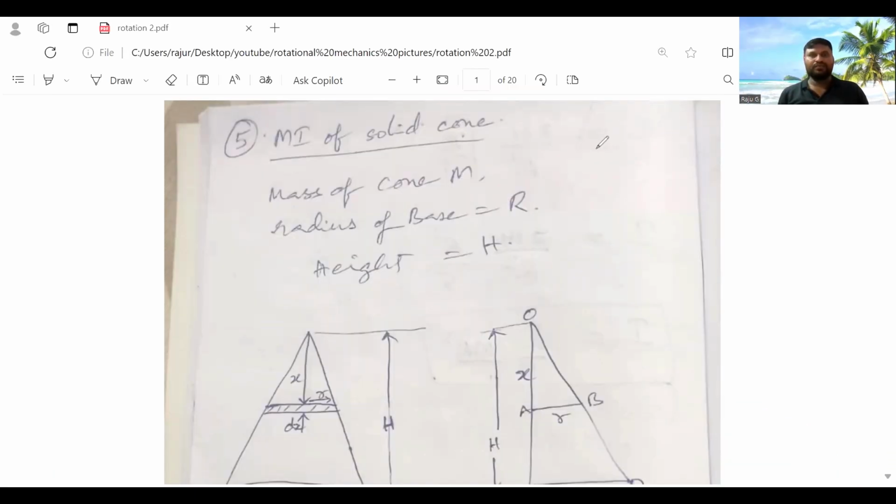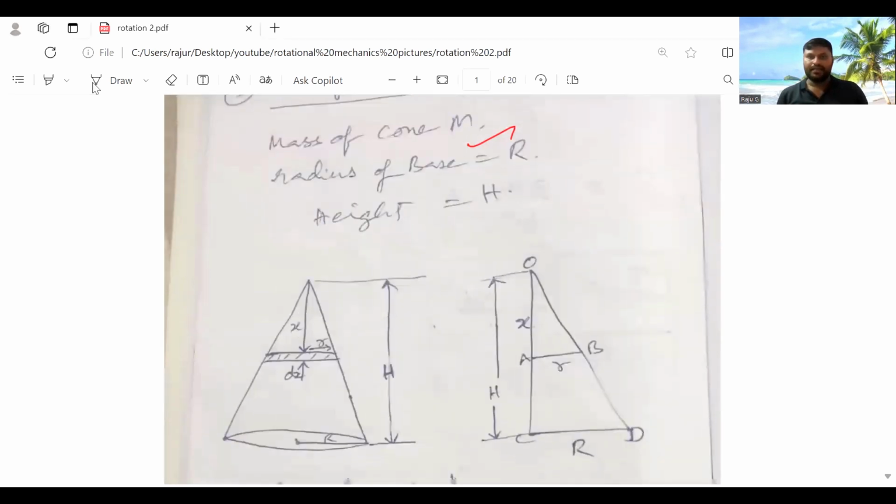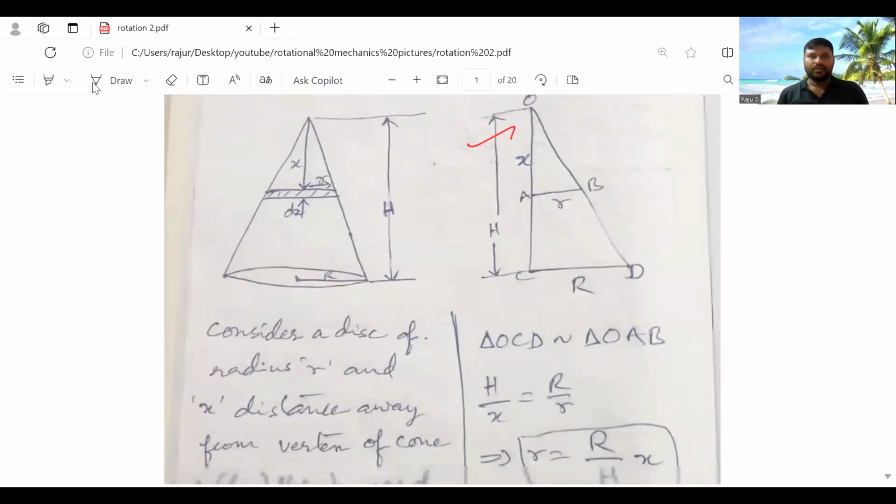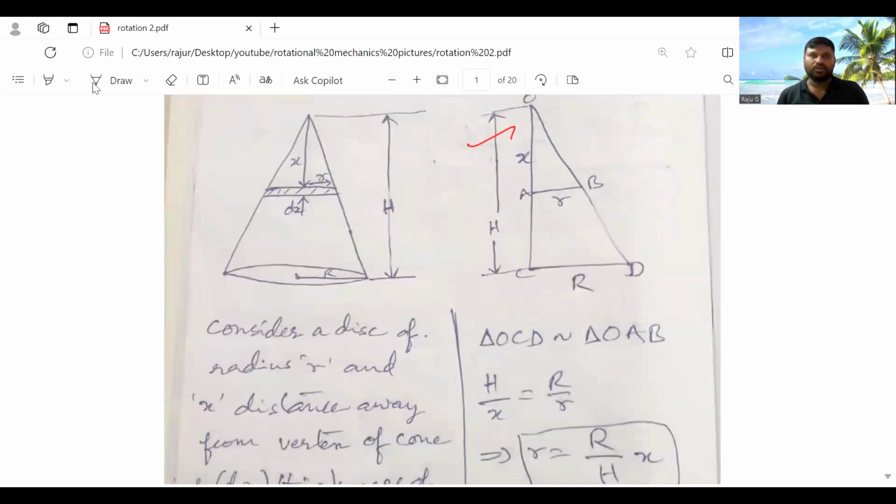We will continue moment of inertia. Moment of inertia of a solid cone. Let us consider a solid cone of mass m and radius of base r, height h. To find the moment of inertia of the solid cone, we need to consider one element of mass dm, and that element is in the shape of a disk.